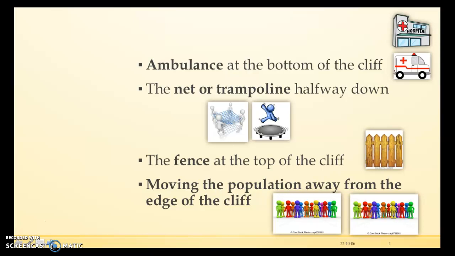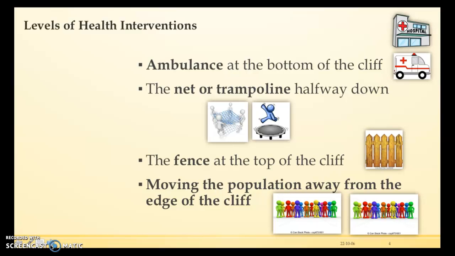The other thing you can consider about this poem is that maybe if there was something halfway down the cliff, like a net or a trampoline, then people wouldn't fall all the way to the bottom. That would reduce the intensity of the injury, and maybe they would get back to the top. Or another solution could be to put a fence at the top of the cliff. Another would be moving the population away from the edge of the cliff to begin with.